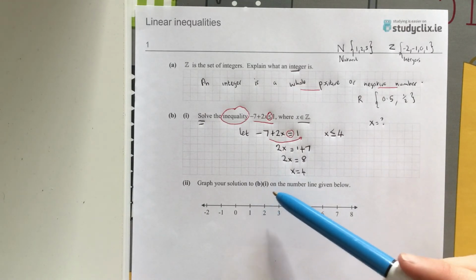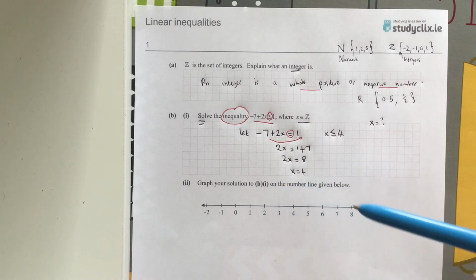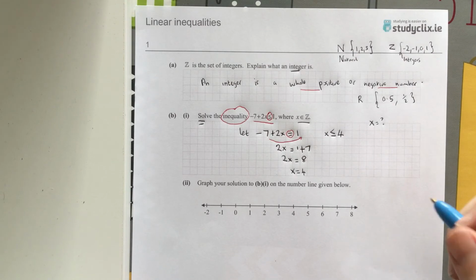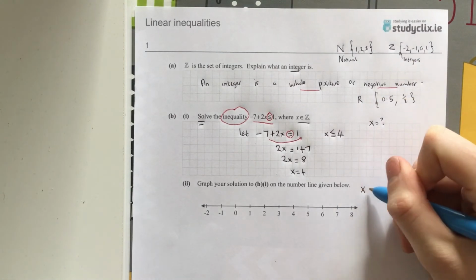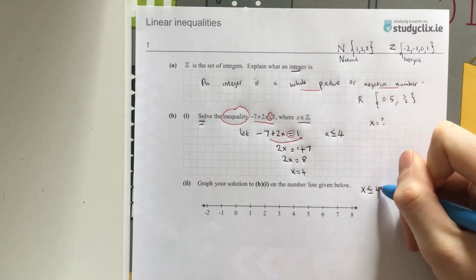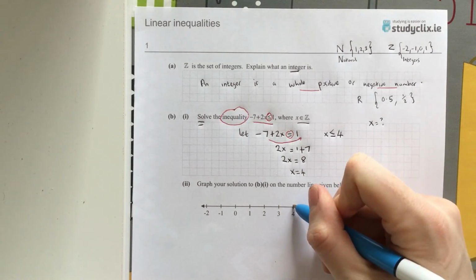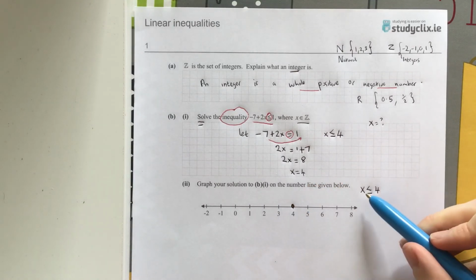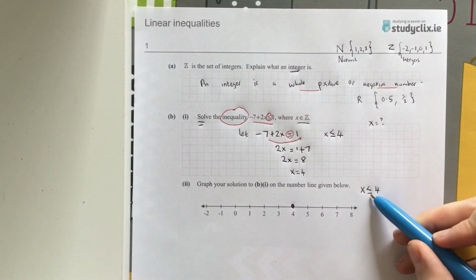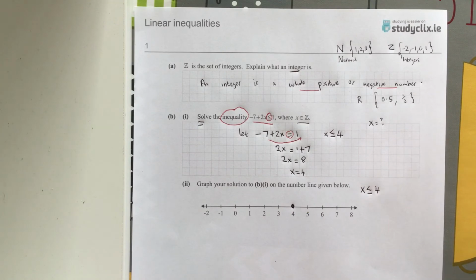It says graph your solution to part 1 on the number line given below. To solve that one, you just have to use your value: x is less than or equal to 4. Number lines, again, you might want to have a look over this, you haven't seen this in a while. Representing this on a number line, we put a circle on it if it's included. So x is less than or equal to 4. It's definitely equal to 4, so we put a circle on it.